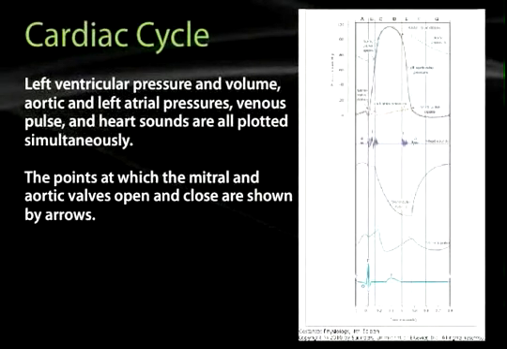The left ventricular pressure and volume, aortic and left atrial pressures, venous pulse, and heart sounds are all plotted simultaneously. The points at which the mitral and aortic valves open and close are shown by arrows and captions. This diagram is very useful because it shows what's happening where in the cardiac cycle and what 2 things or 3 things are happening all at the very same time. This can be a very important learning tool.